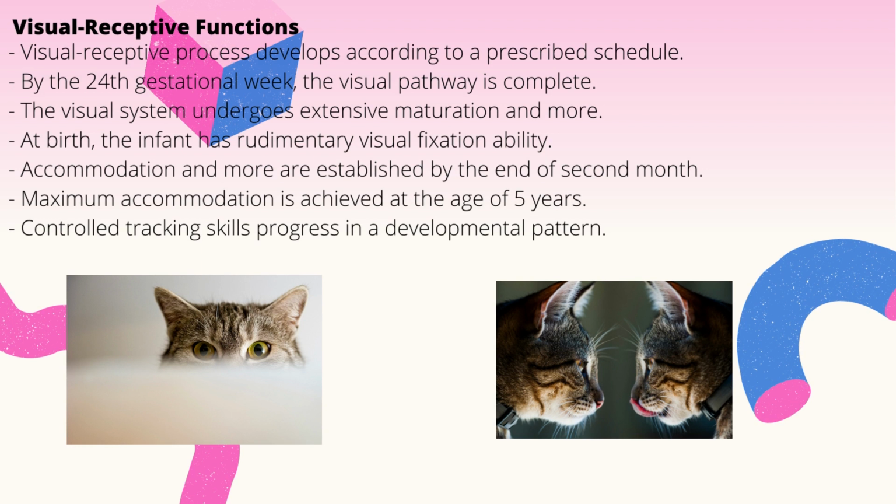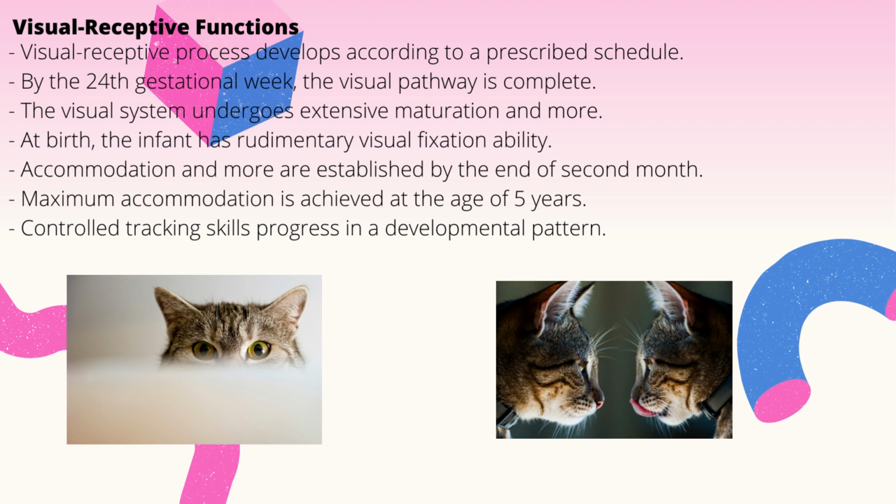Visual receptive process develops according to a prescribed schedule, which begins in the womb. By the 24th gestational week, the visual pathway is complete. The visual system undergoes extensive maturation, which includes the retina and visual cortex, and is usually happening between the 24th and 40th gestational week. At birth, the infant has rudimentary visual fixation ability and brief reflexive tracking ability. The visual system at this age is still immature compared with other sensory systems.